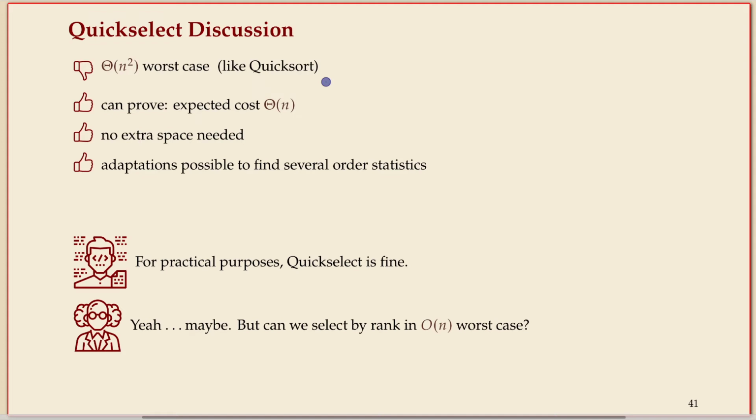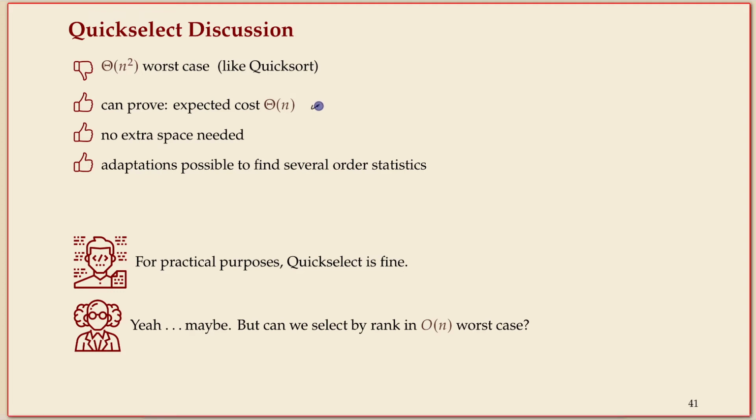So suppose you try to find the minimum and you always get the maximum as the pivot, then you always exclude just a single element and you spend linear time in partitioning each time, so you get this quadratic worst case again. It's the same argument as in quicksort, and that's terrible.